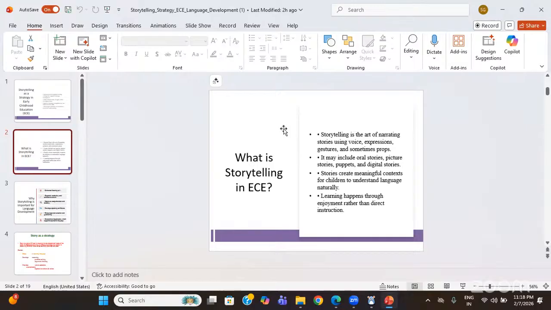So learning happens through enjoyment rather than direct instruction. Storytelling should be a joyful activity, just like the child enjoys the story at home when her mother or grandparents tell a story. The same feeling they should get in the school also, right?